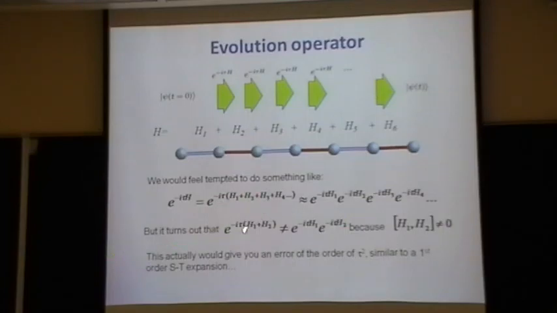And it turns out that if you do that, it will give you an error that is proportional to t squared. So this is equivalent to a first order Suzuki-Trotter decomposition. So we want to be able to do this in a controlled way. So we want to control the error. So we have two errors now. We have the error of the truncation and the error that comes out of this approximation of the evolution rate. So let's see how we can control both errors.